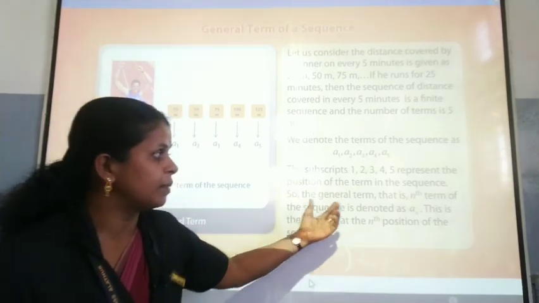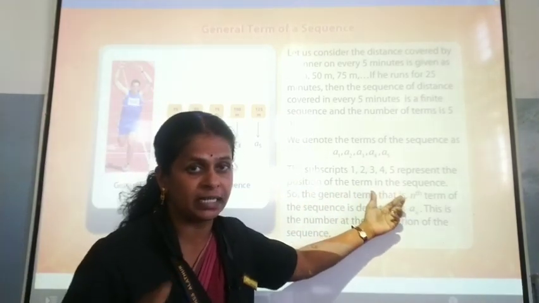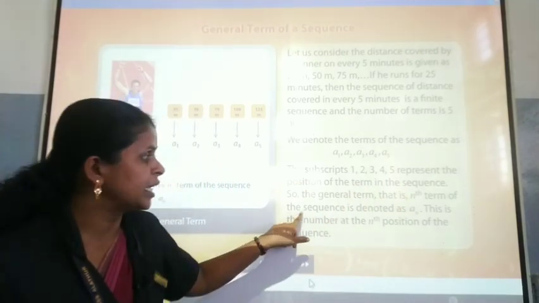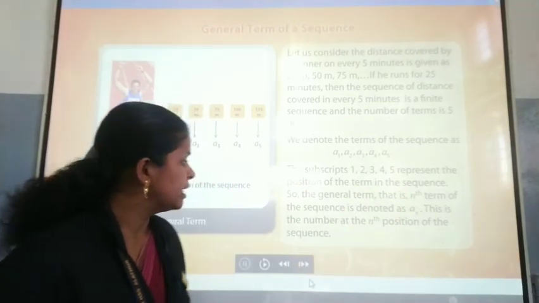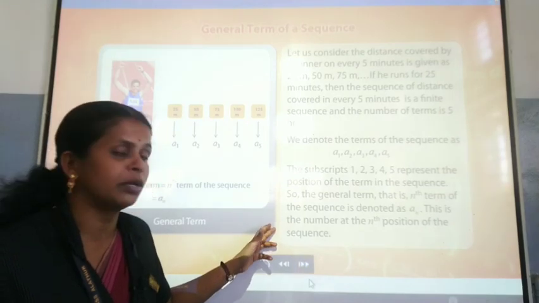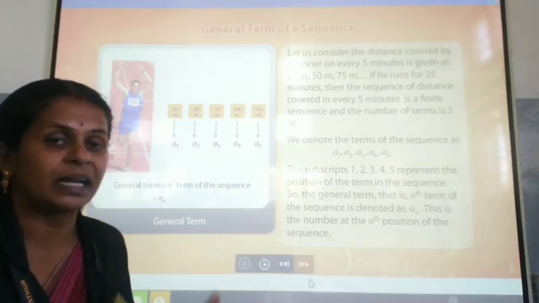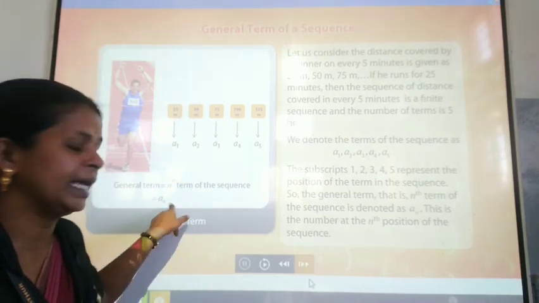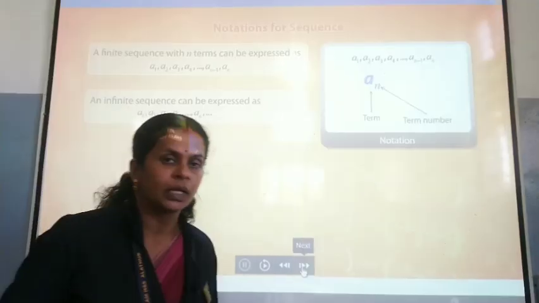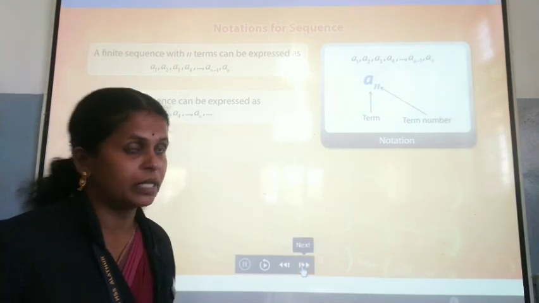So the general term, that is the nth term, of the sequence is denoted as an. This is the number at the nth position of the sequence. So the general term or nth term of a sequence we can denote as an. Clear?